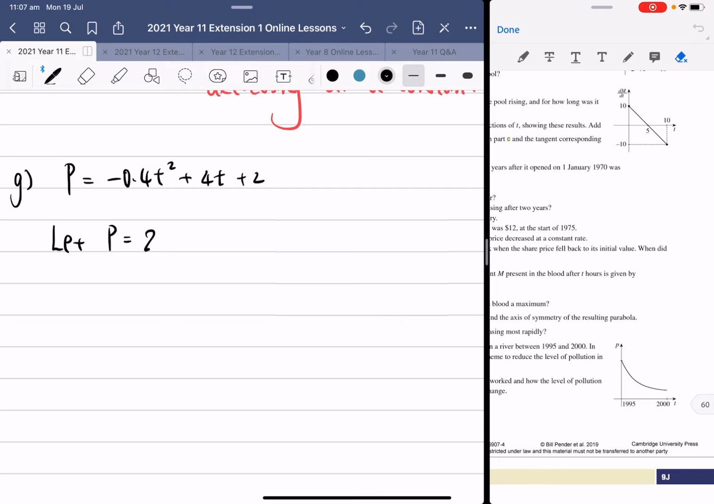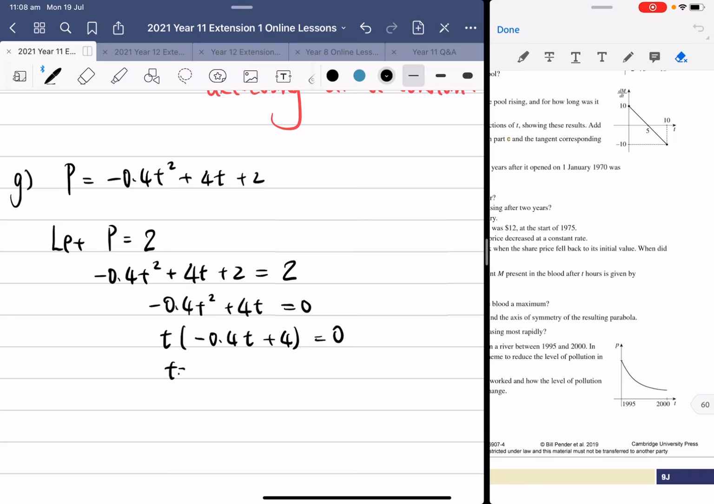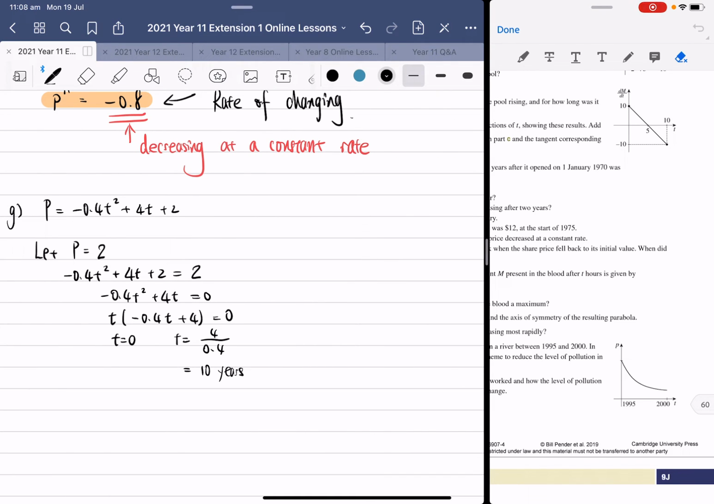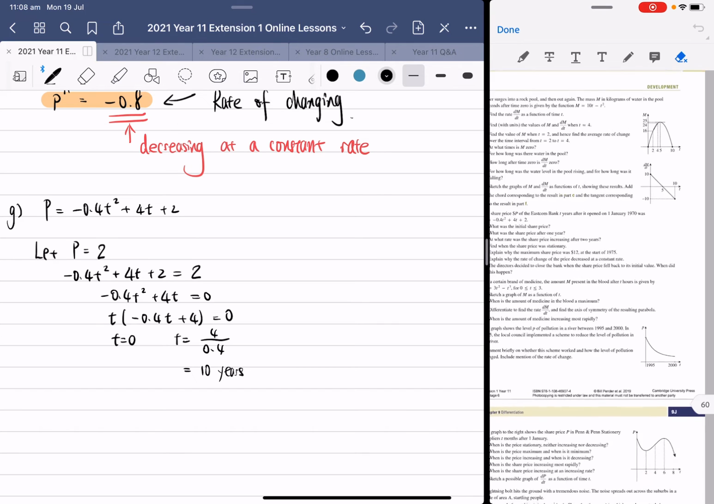So let P equal 2. We solve this equation. We take the t out and solve. When t equals 0, which is obviously the initial time, the share price is $2. And then we solve for the second one. It's 4 divided by 0.4, which is equal to 10. So that's 10 years. At 10 years, the share price goes to $2 again, and then at 11 years, it's going to be below $2. So 10 years.